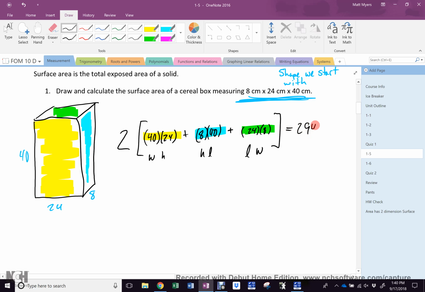That is not quite right. It is the right numbers. You want to finish it up, Dan? Centimeters squared.